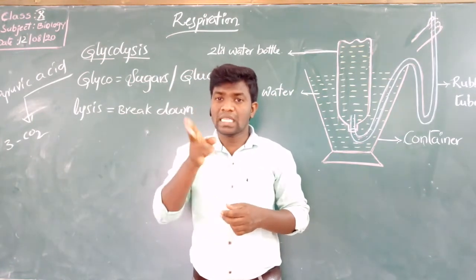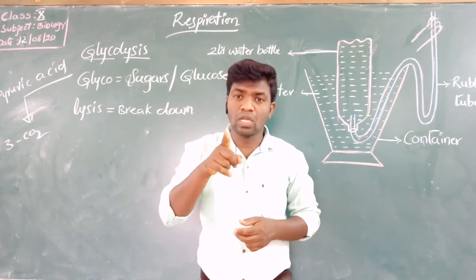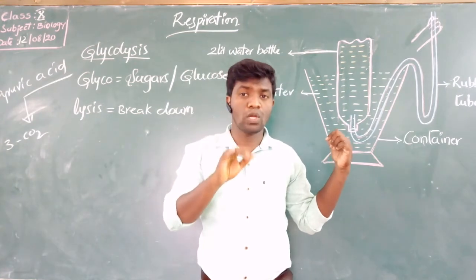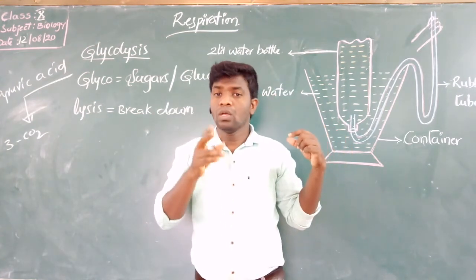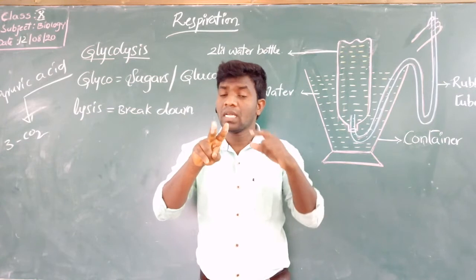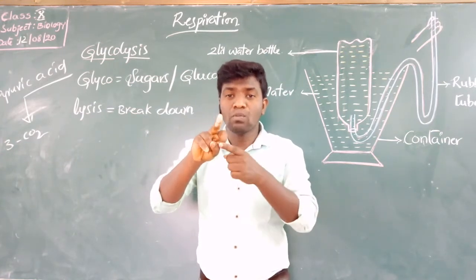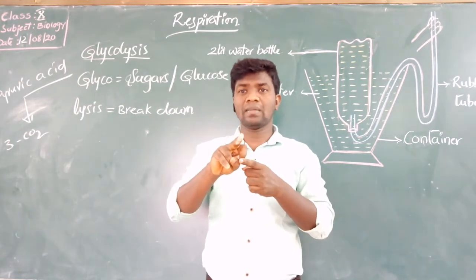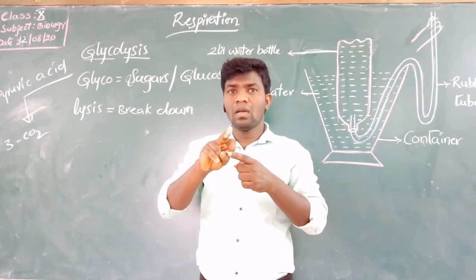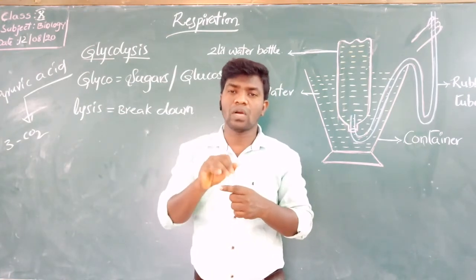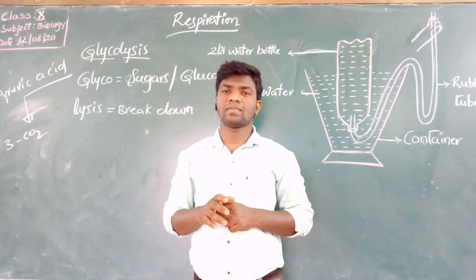In the first stage, each molecule of glucose is converted into 2 molecules of pyruvic acid. So 2 molecules of pyruvic acid. In the second stage, each molecule of pyruvic acid is oxidized to 3 molecules of carbon dioxide.